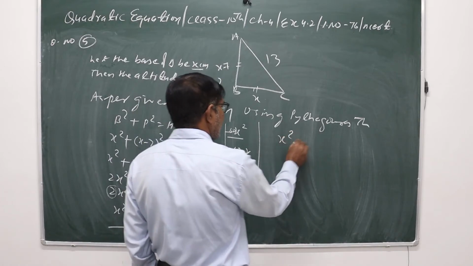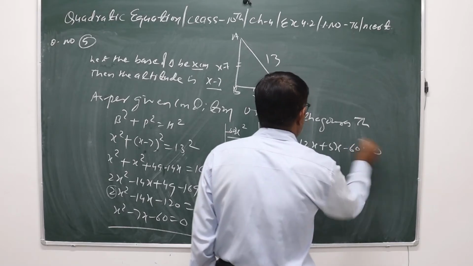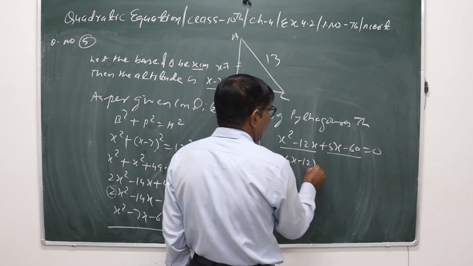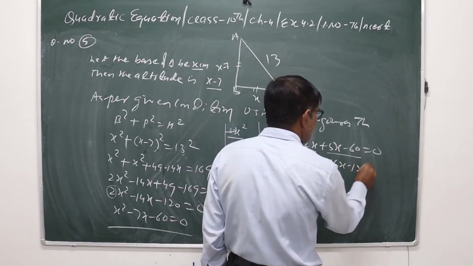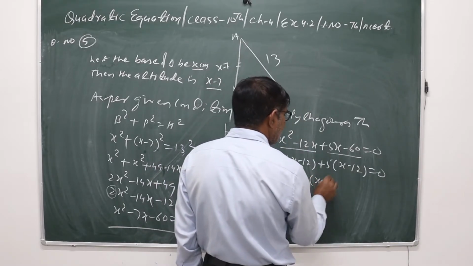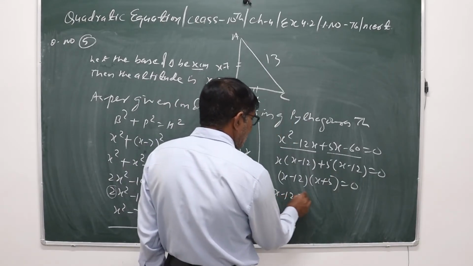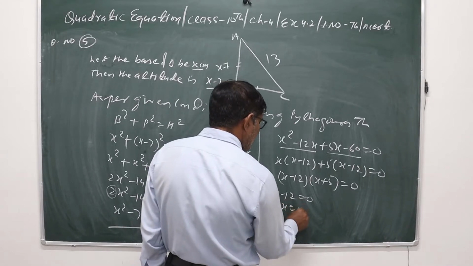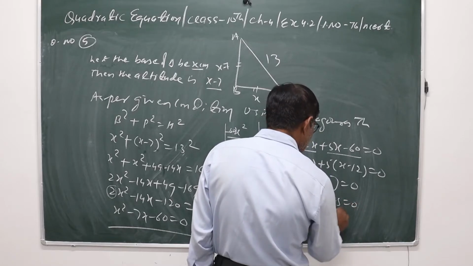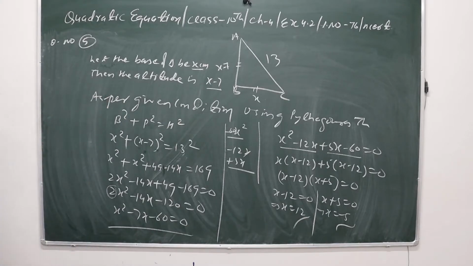So x square minus 12x plus 5x minus 60 is equal to 0. From the first two, taking x common, x into (x minus 12) plus 5 into (x minus 12) is equal to 0. So (x minus 12) into (x plus 5) is equal to 0. So x minus 12 is equal to 0 implies x is equal to 12, and x plus 5 is equal to 0 implies x is equal to minus 5. So these are the two values.